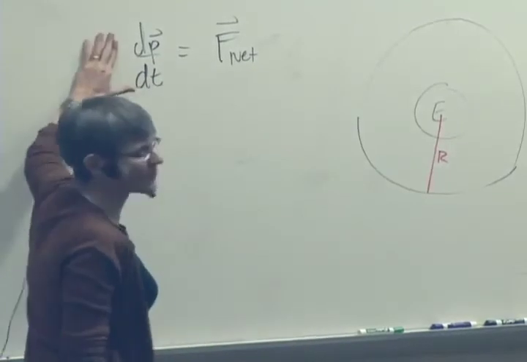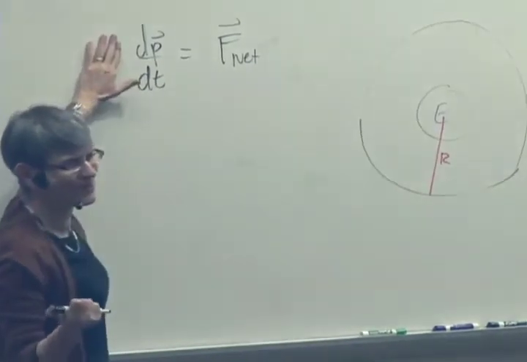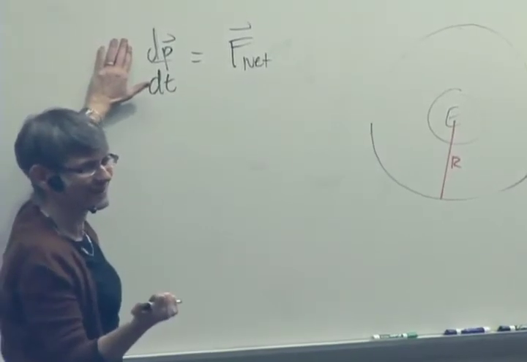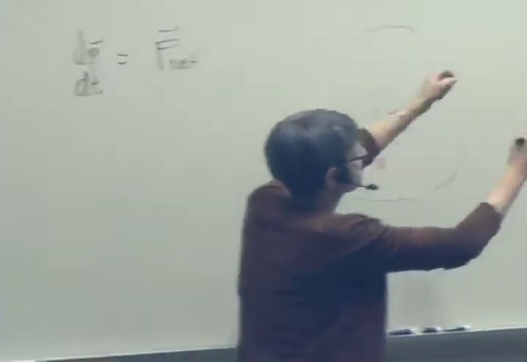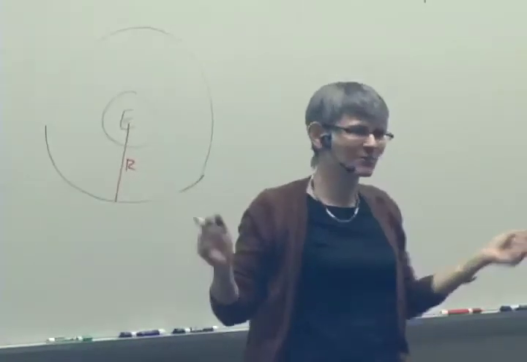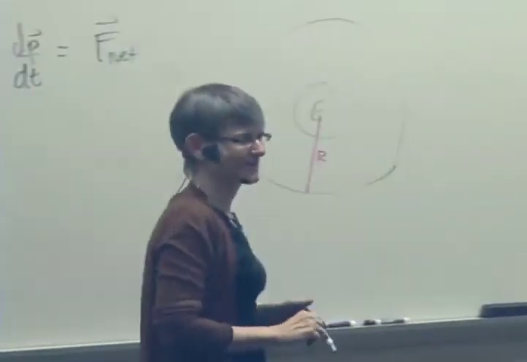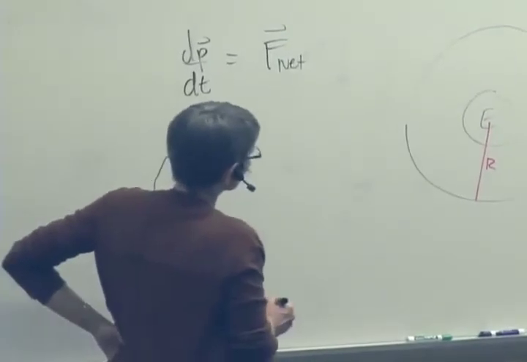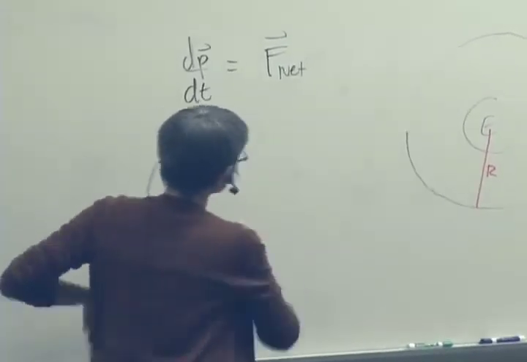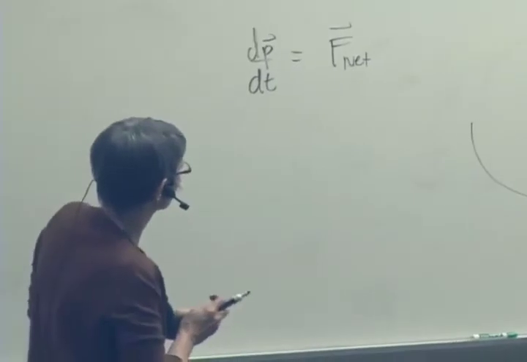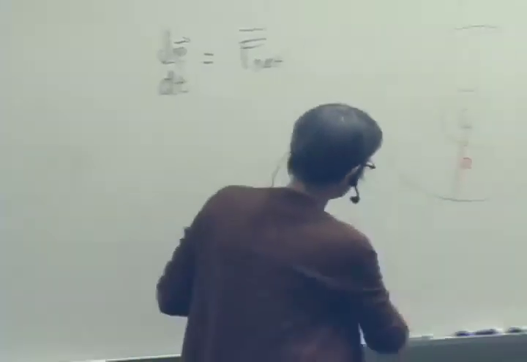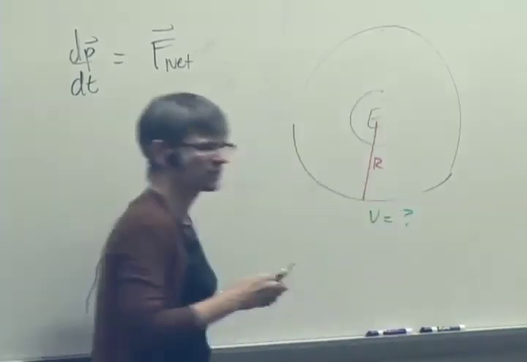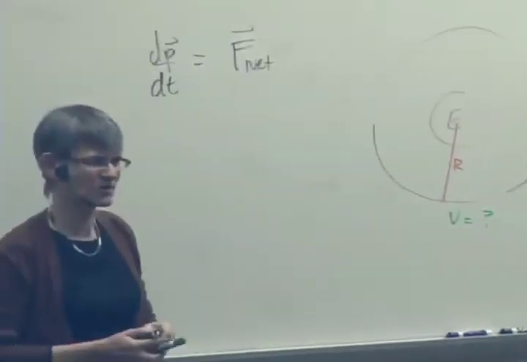This is a perfectly legitimate statement of the momentum principle. You could also write delta p as F net delta t, and that would be good too. So we're looking for speed. Speed is the unknown. It's going around in a circular orbit, presumably at constant speed.